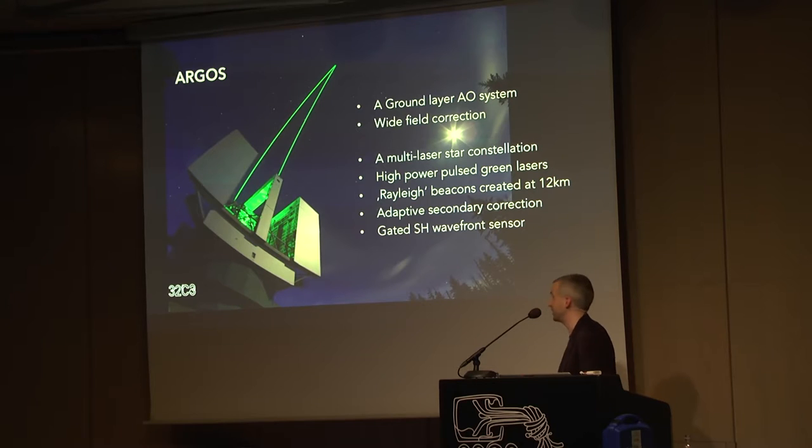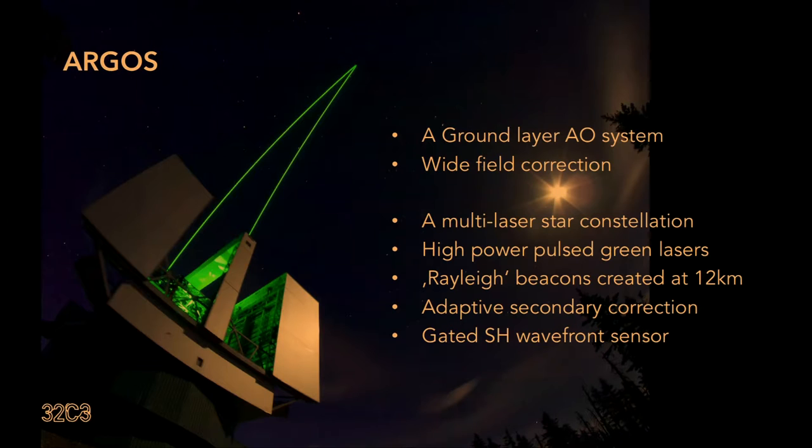Now we're going to look at this thing which is actually built and which works. This is called Argos. It's a ground layer AO system. That's what we want to build. It has wide field correction. That means you cannot correct just a tiny patch on sky, but for astronomical use, a huge area, not just a circle of 10 arc seconds, but 4 by 4 arc minutes, which is huge. So all the objects that are in there.